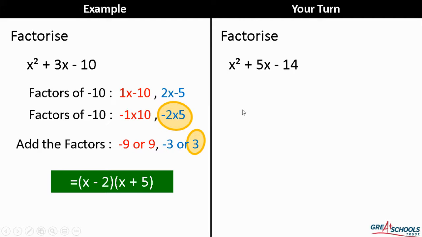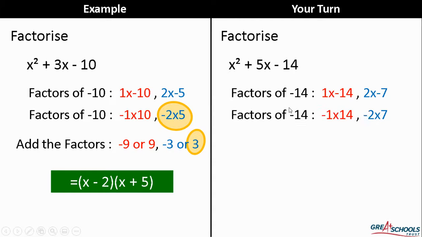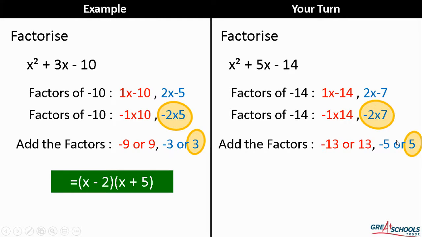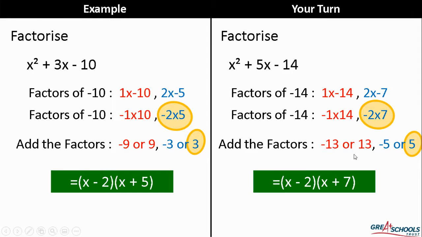Okay, as you come back, you should have hopefully listed your factors out and got something like what I've got here. 1 and minus 14, minus 1 and 14, and then 2 and minus 7, and minus 2 and 7. We want 5, so if we add them all together, we find that these two again are going to give me 5. So negative 2 and 7 is going to give me 5, so I put them in my brackets, x minus 2, x plus 7. Okay?